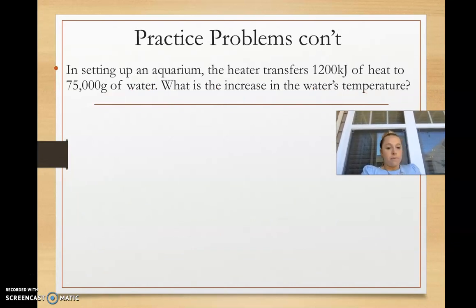Another practice problem. In setting up an aquarium, the heater transfers 1,200 kilojoules of heat to 75,000 grams of water. What is the increase in the water's temperature? So we're looking for what delta T is. We're not looking for what the heat is. We're looking for what delta T is. This means that we have to rearrange our formula.